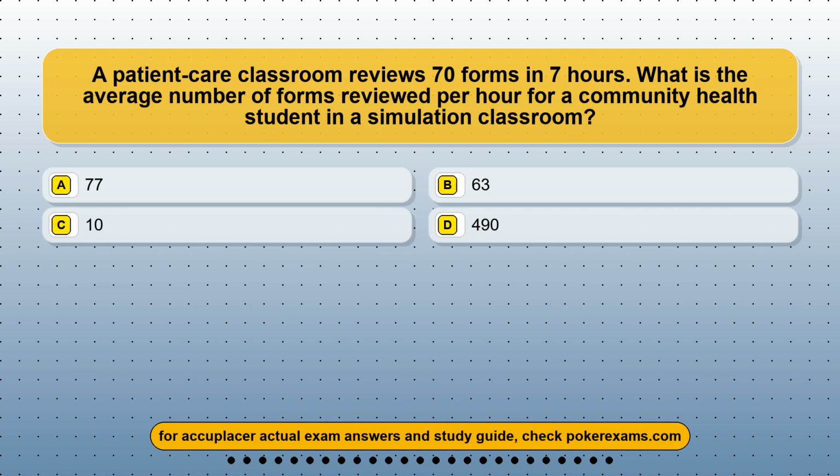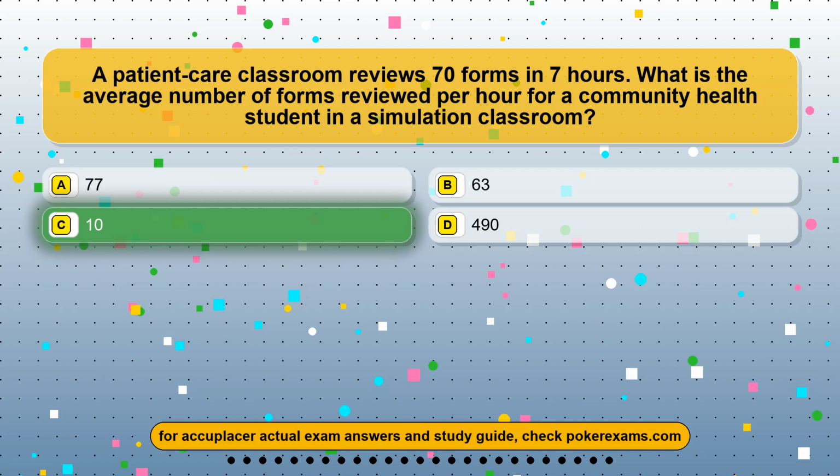Question 19. A patient-care classroom reviews 70 forms in 7 hours. What is the average number of forms reviewed per hour for a community health student in a simulation classroom? Option A, 77. Option B, 63. Option C, 10. Option D, 490.